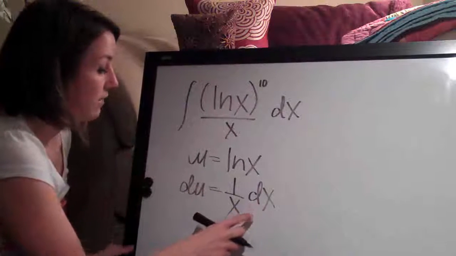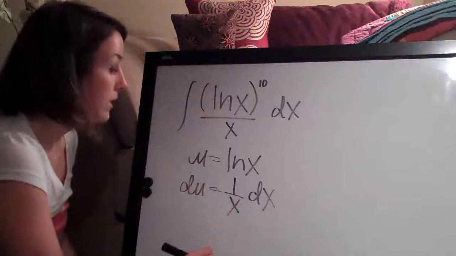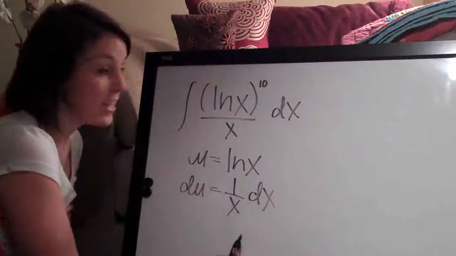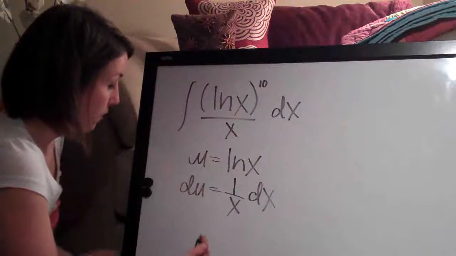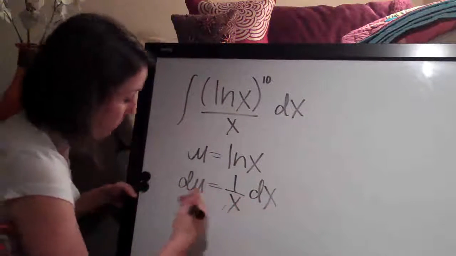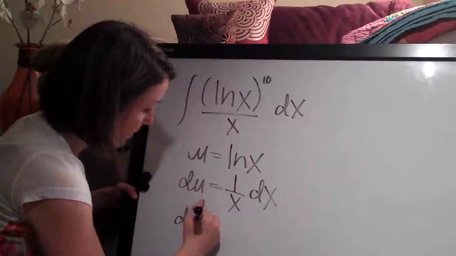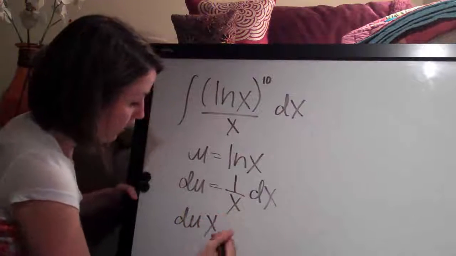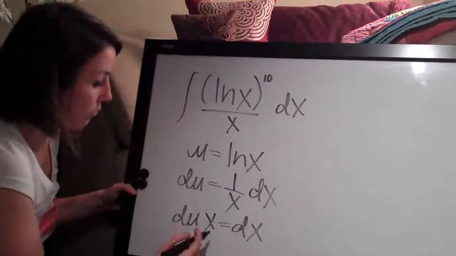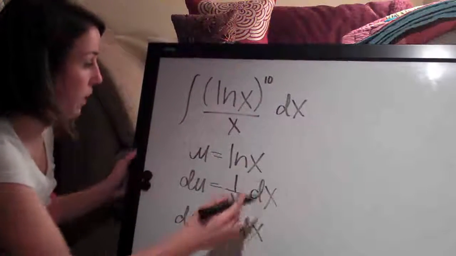And then we add dx in because what we need to do is solve this equation here for dx so that we can plug back in. So we're going to go ahead and do that. We're going to multiply both sides of this equation by x, so we get du times x equals dx. Now that we've solved for dx, we can go ahead and plug back in.